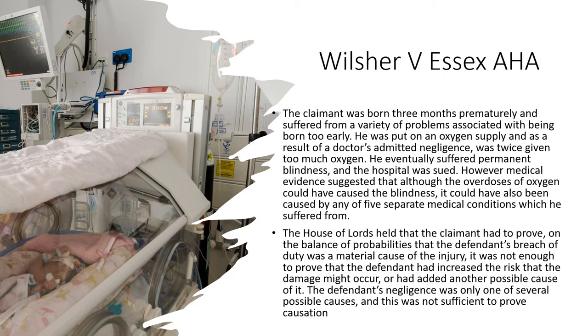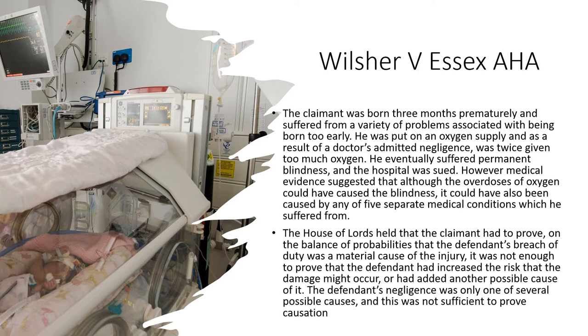Now in Wilsher v Essex, the claimant here was born 3 months prematurely and suffered from a variety of problems associated with being born too early. Now he was put on an oxygen supply, and as a result of the doctor's admitted negligence, was twice given too much oxygen. Now he eventually suffered permanent blindness and the hospital was sued. However, medical evidence suggested that all of the overdoses of oxygen could have caused the blindness. It could have been also caused by any of the 5 separate medical conditions which he suffered from.